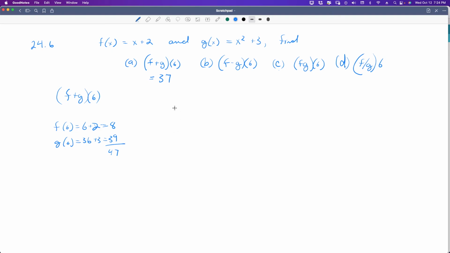So let's do B. The same thing for B. The fastest way is just to subtract g from f. So we already know that f of 6 is 8 and g of 6 is 39. So we don't even have to do any more math for that. That's going to be 8 minus 39, which is going to really hurt my brain. So that's going to be negative 31. Right? So this is going to equal negative 31 because we already did this math.